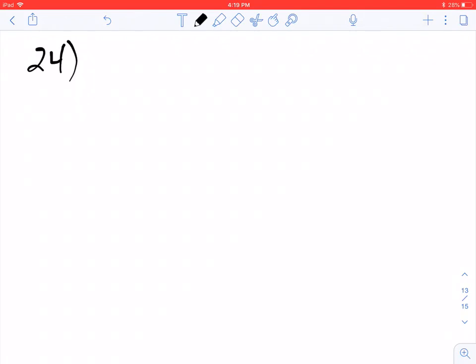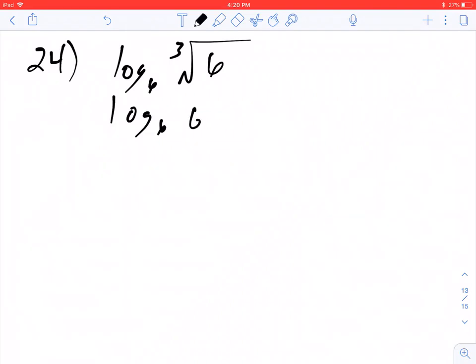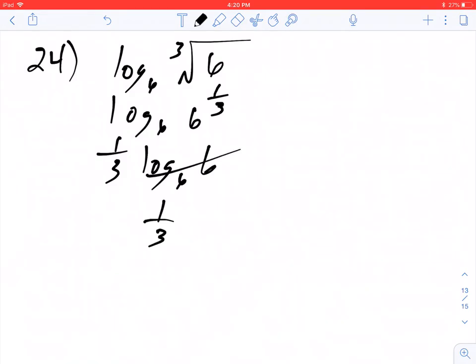Number 24 is log base 6 of the cube root of 6. So I've said this before, and I'll repeat it. Anytime you have a square root, cube root, fourth root, whatever, you need to rewrite it as a power. So it turns into the 1/3 power. You are then allowed to bring that 1/3 down via the power property, and now you have log base 6 of 6, which cancels. So you're just left with 1/3.